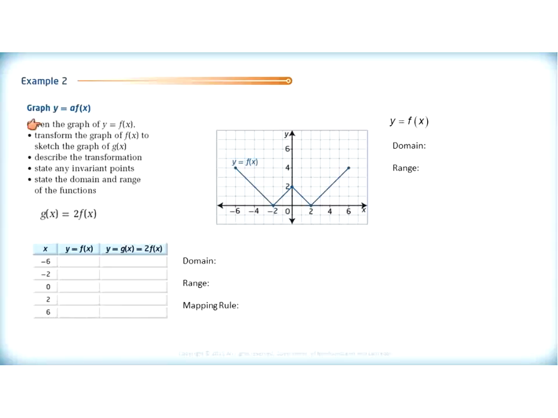We're given the graph of y equals f of x. Here it is. We're asked to transform the graph of f of x to sketch the graph of g of x. In this case, g of x is 2 times f of x. We're asked to describe the transformations that are occurring, state any invariant points, and state the domain and range of the functions. Let's do that.